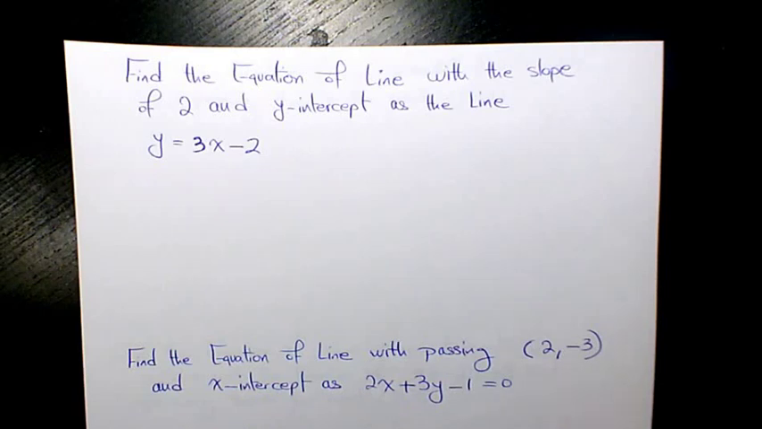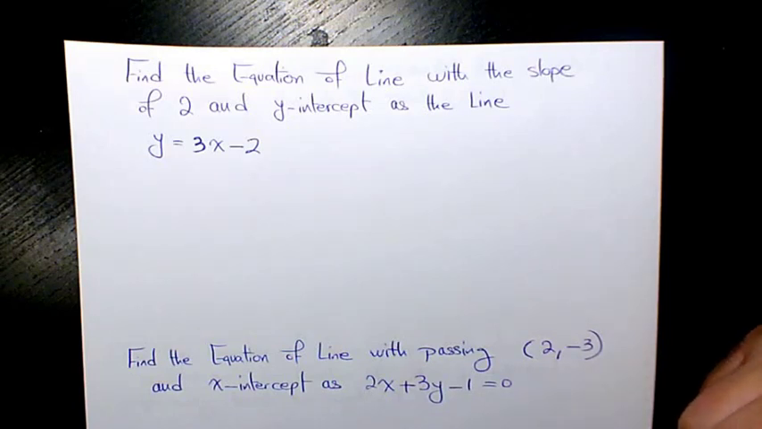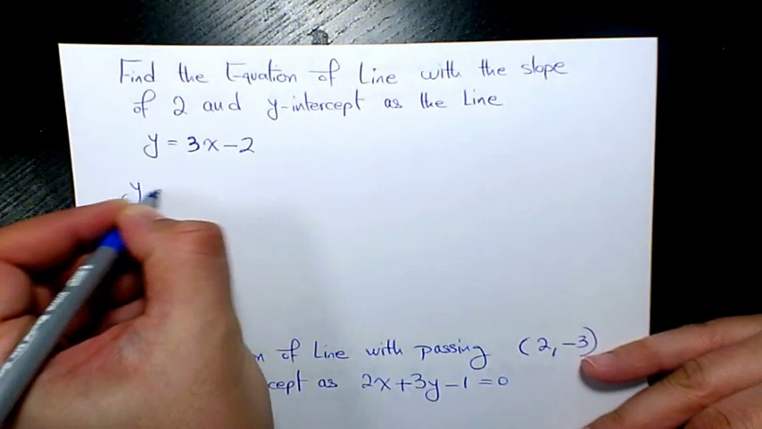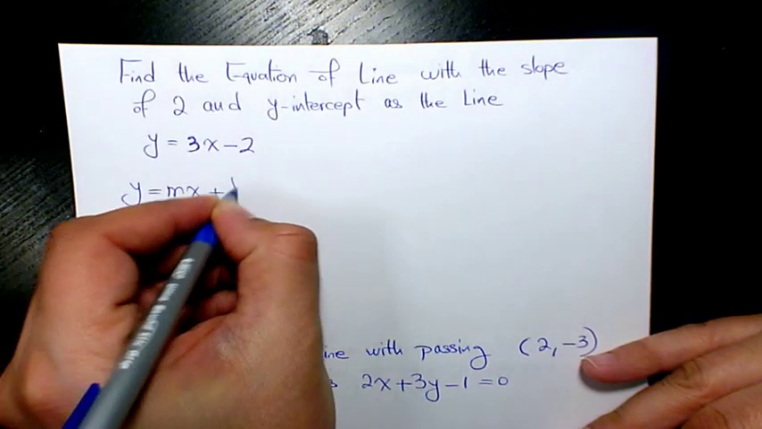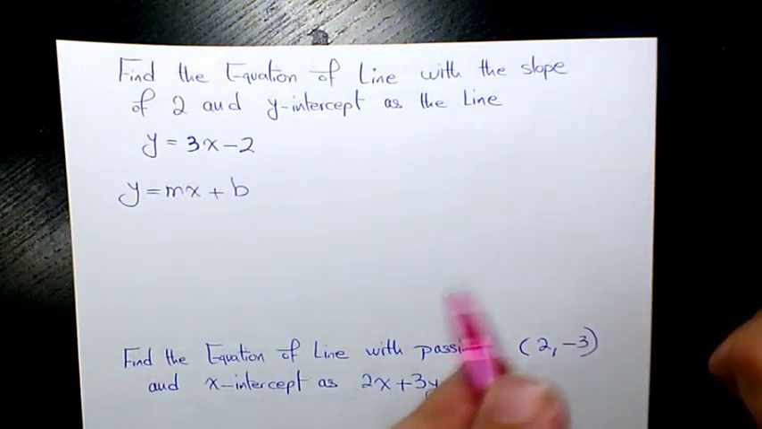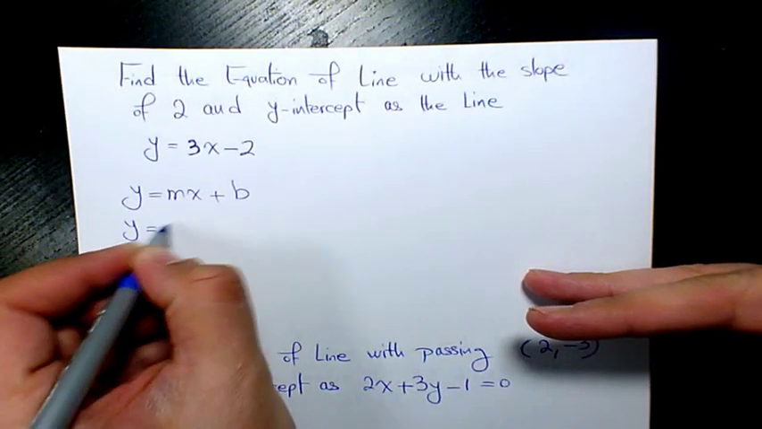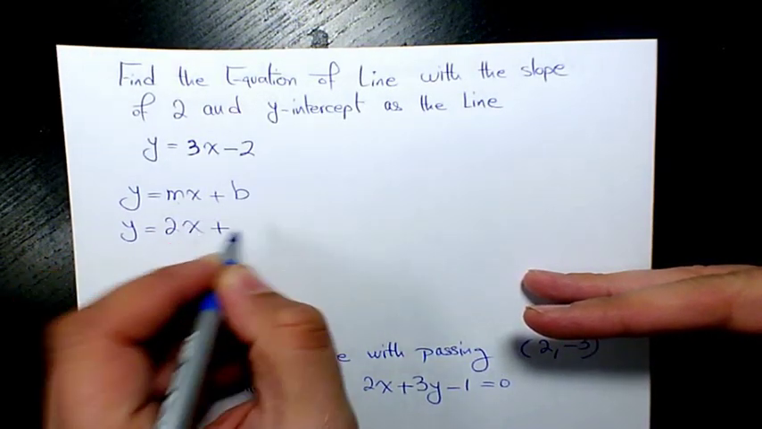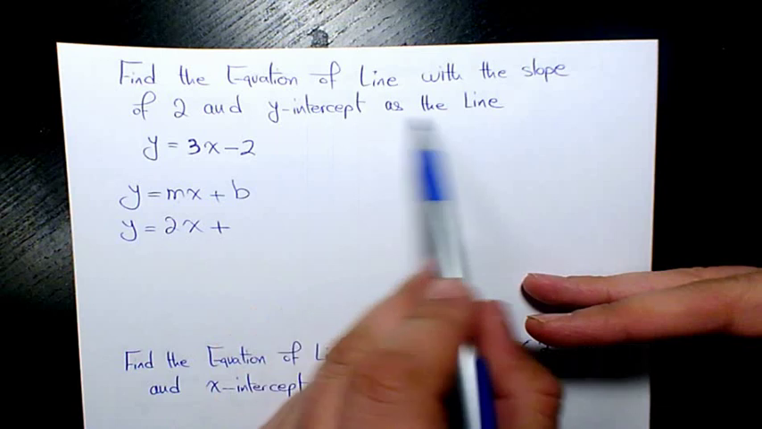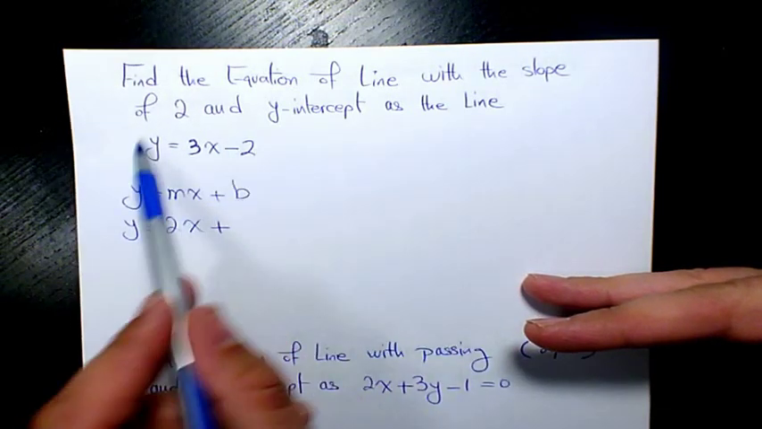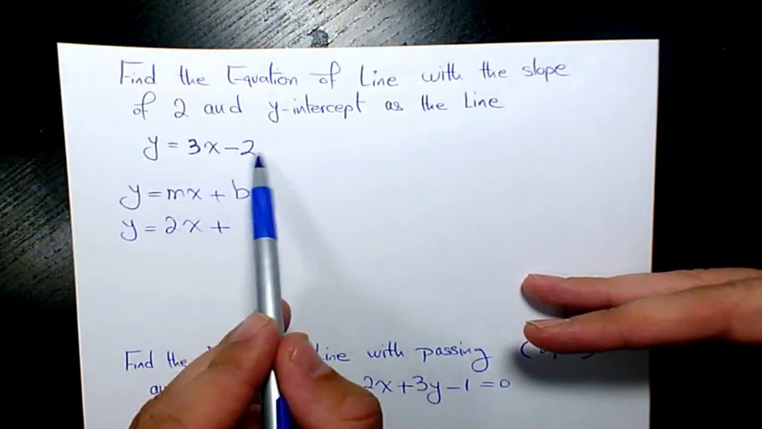In this example, it says, find the equation of line with the slope of 2 and y-intercept of the line y equals 3x minus 2. So, if I write y equals mx plus b, we need to find out the slope and y-intercept. It says the slope is 2, so m is 2, plus b, and it says the y-intercept as this line. So as you see, this line, it says 3x minus 2.